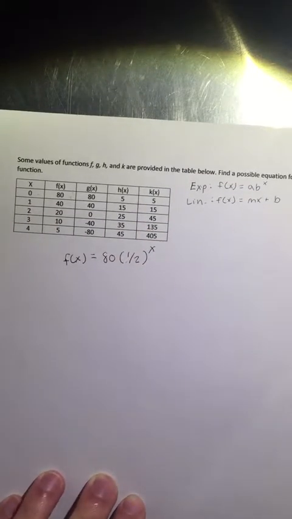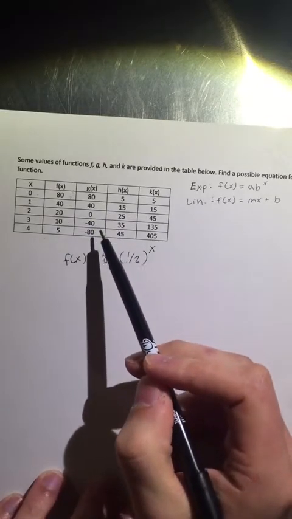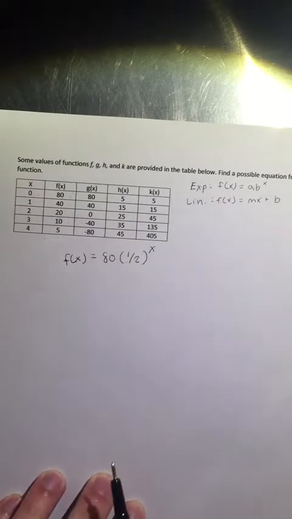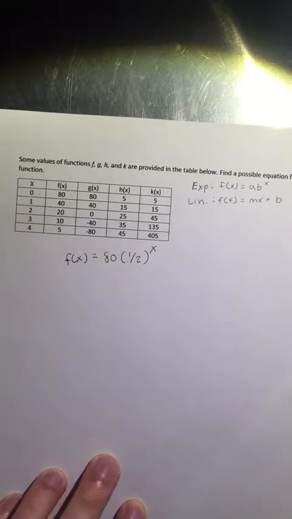Alright, so now let's look at g of x. It goes 80, 40, 0, -40, and -80. So this looks like it's subtracting 40 each time. So this means it's going to be a linear equation.